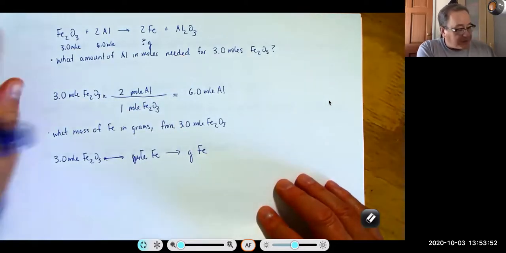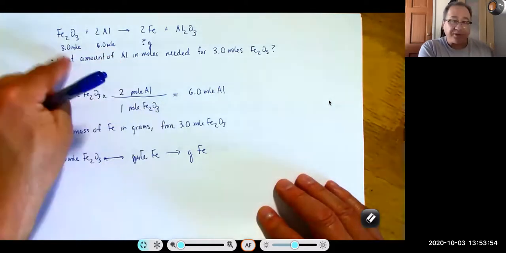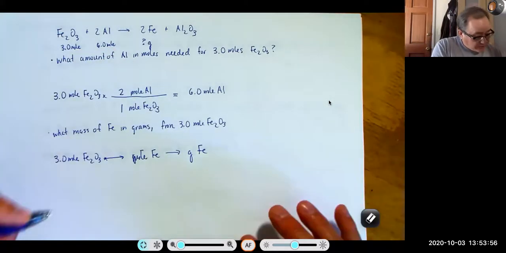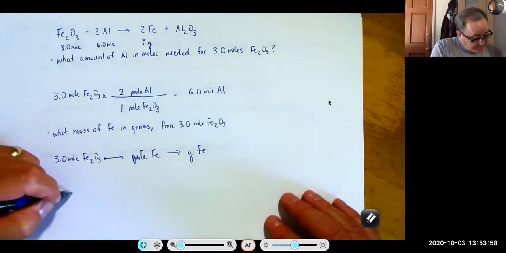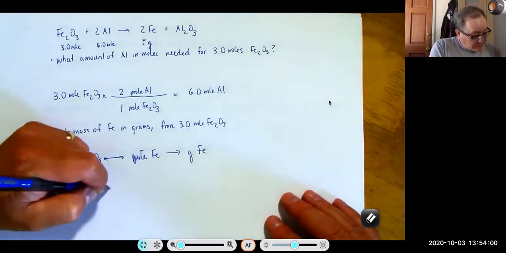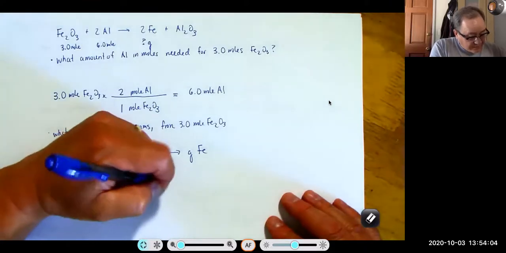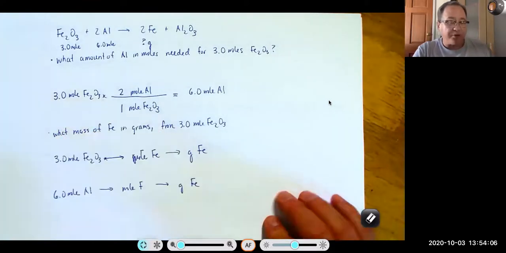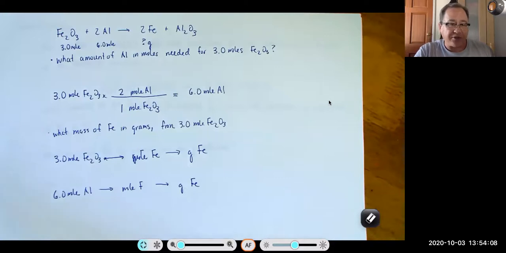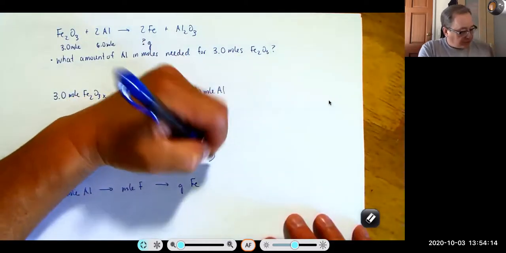But remember, in this reaction, we're mixing this much and this much together. So that means we could also start with 6 moles of aluminum, turn that into moles of iron, and turn that into grams of iron, and presumably get the same answer. So let's find out if we do. So here is the solution for this part.